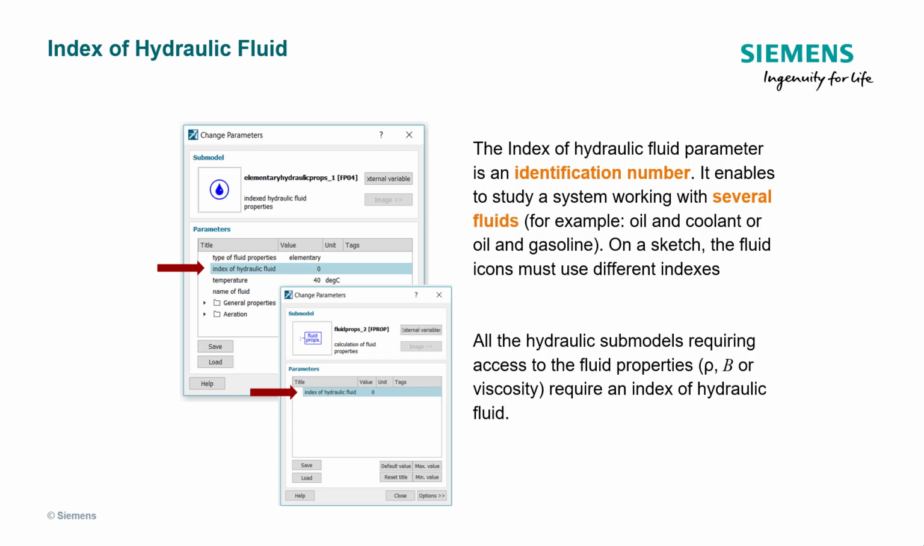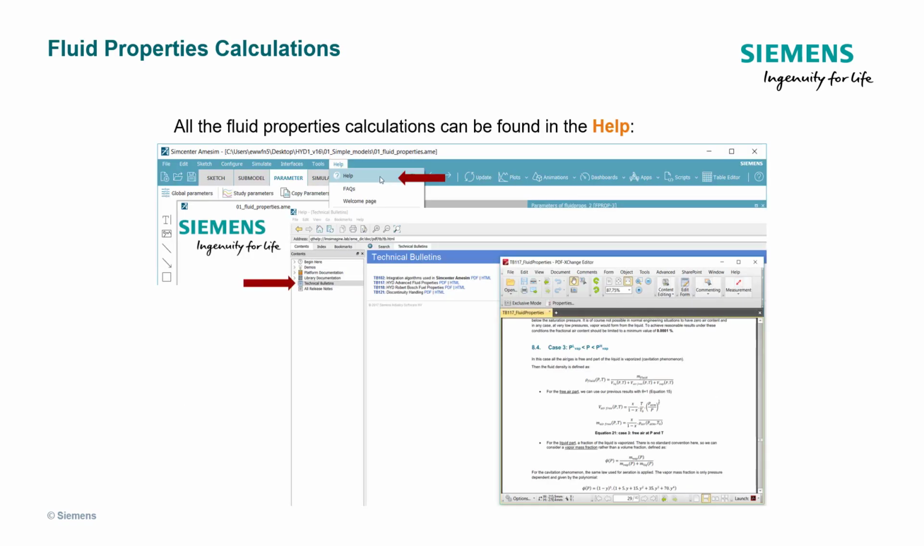In the fluid property sensor, the only parameter to set is also the index of hydraulic fluid. That means once you put this sensor in your circuit model, you need to set this parameter to the same value as it is in the fluid property component. For more detailed and complete fluid properties calculations, you can find them in the help document of SimCenter MSim.